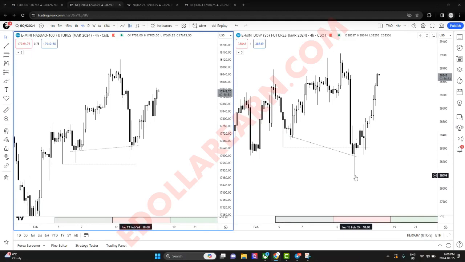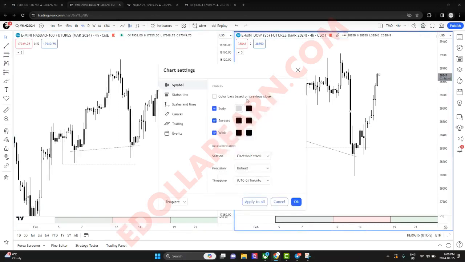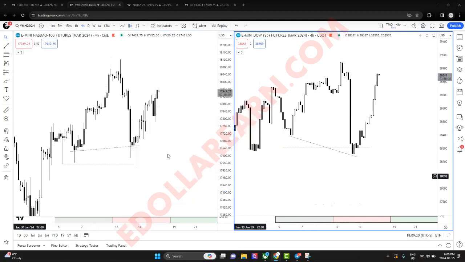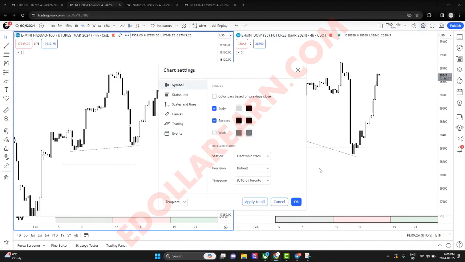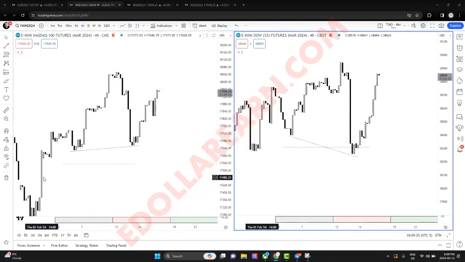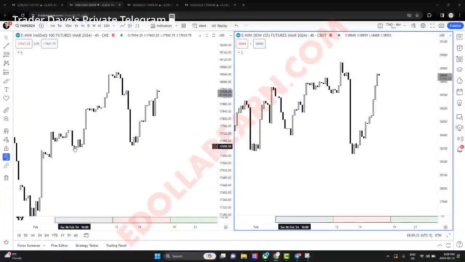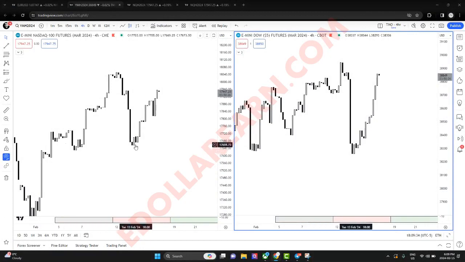So hidden sequential SMT is where we just focus on the bodies, my bad, not the wicks. So I'll just take the wicks off the chart, and then you'll be able to see it much clearer. So right here, you can see price failing to close below this close, which was the lowest close in Q1, right? But here we had price trade below it and close below this one.